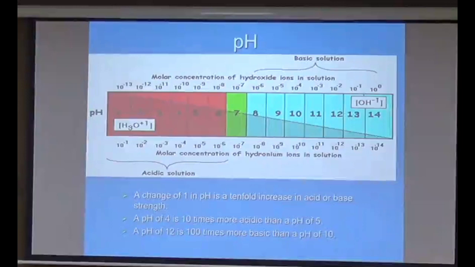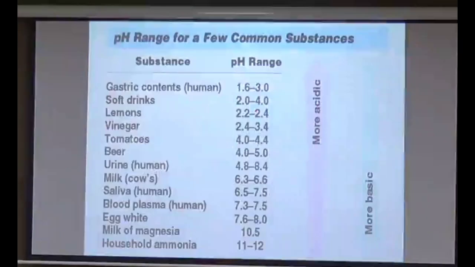7 is actually the neutral point, and then above 7 till 14, the basicity goes on increasing. So if we have two solutions, one with pH 11, other with pH 14, among the two, more basic nature will be for pH 14. Then here they have shown you some pH values for different substances, which help us to find out that for a given solution, which among them will be standing in which pH range.